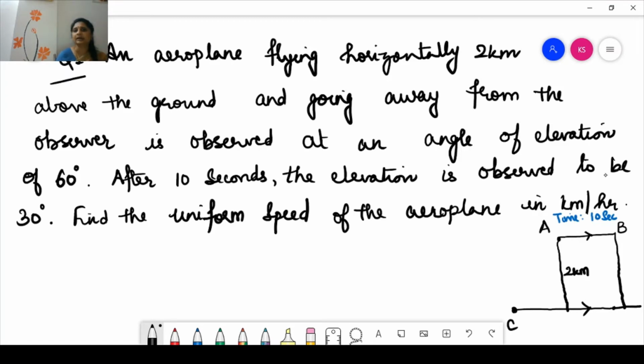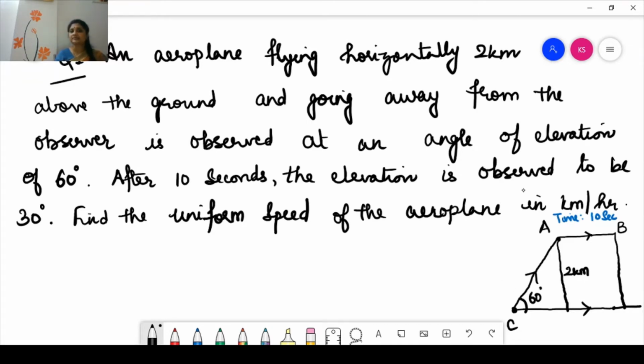Now we'll look into it. The observer, I've marked him here and not right below the aeroplane. Why? Because it is given that the observer is observing the plane at an angle of elevation of 60 degrees. So he's not directly looking up, but with an angular sight. His line of vision makes an angle of 60 degrees with the horizontal, that will be the ground level, the horizon. So he's going to look somewhere like this.